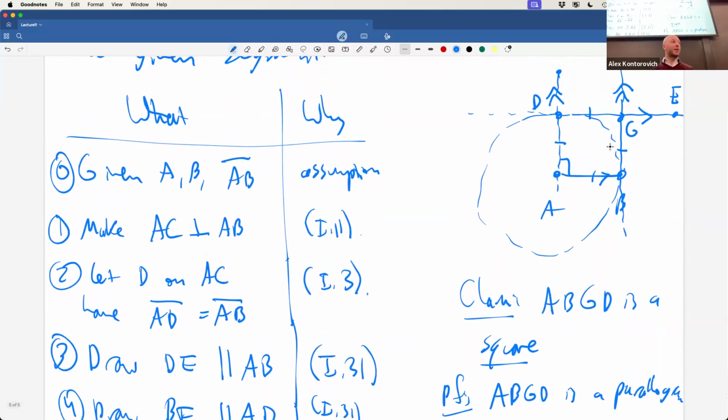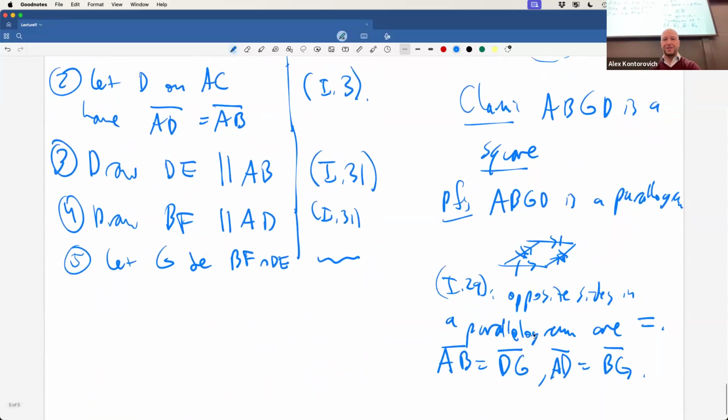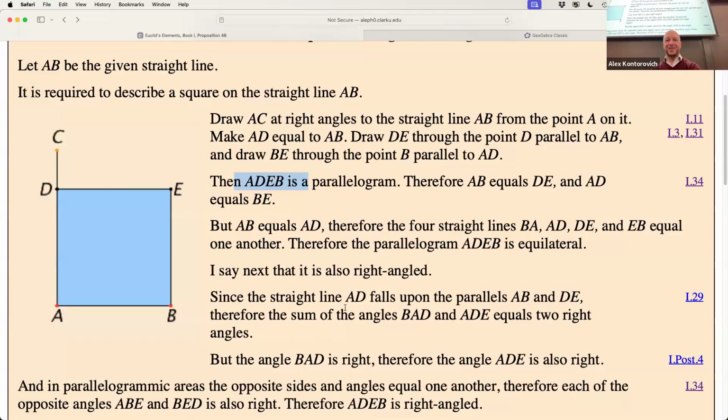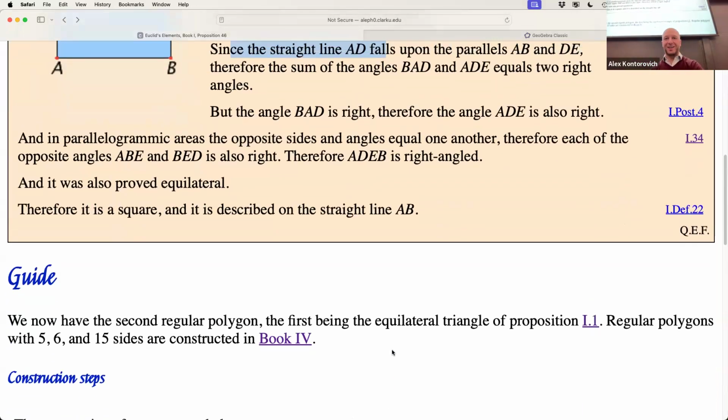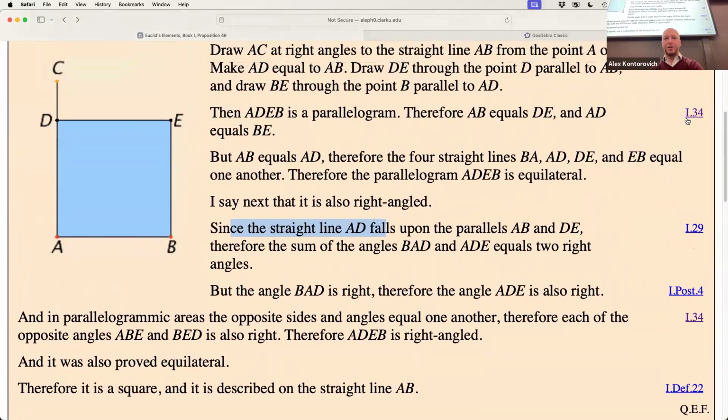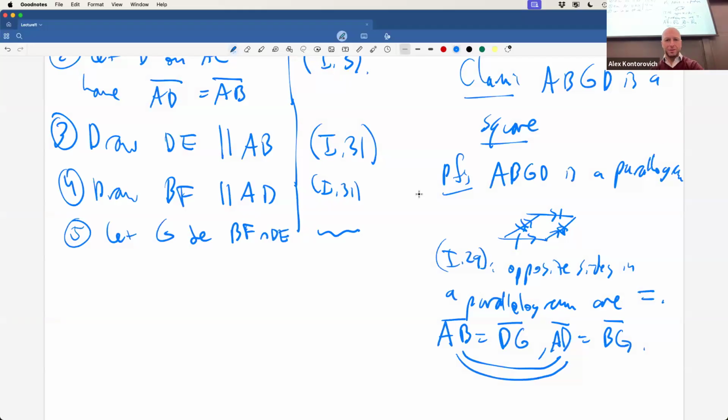So now we've shown that all four sides are the same. And of course, AB and AD by construction are the same, and these two are equal by construction. So now everybody's equal. Why are the angles right? So what he says, next I say it is also right angled, since the straight line AD falls upon two different parallels. Oh, is I-29 the wrong thing? Did I mean I-34? Maybe this might be I-34. Whatever, that's not important. Let's look at the argument.